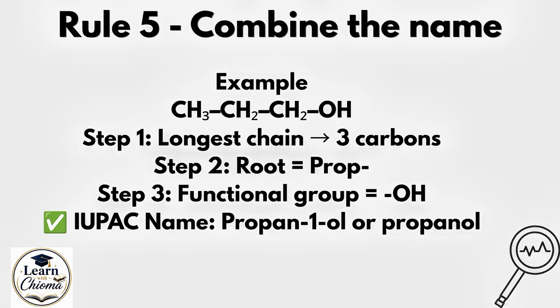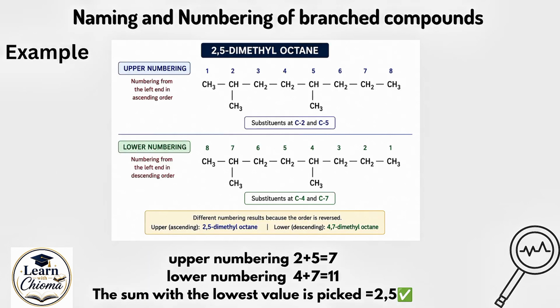Rule 5 is to combine all the information into one complete IUPAC name. Write the positions and names of the substituents first, followed by the root name and the correct suffix. For example, a compound with an OH attached to a 3-carbon chain is named propanol or prop-1-ol.